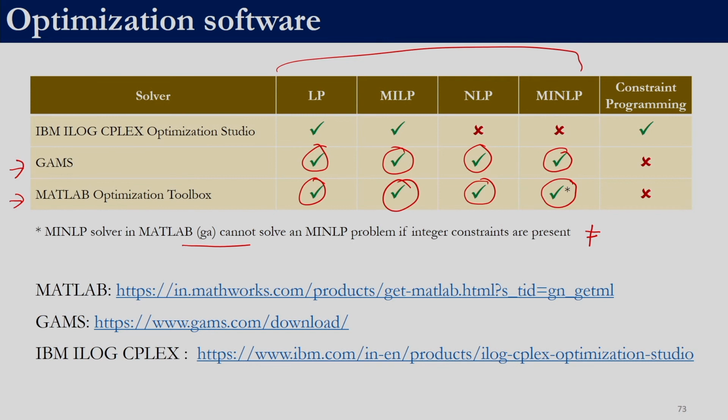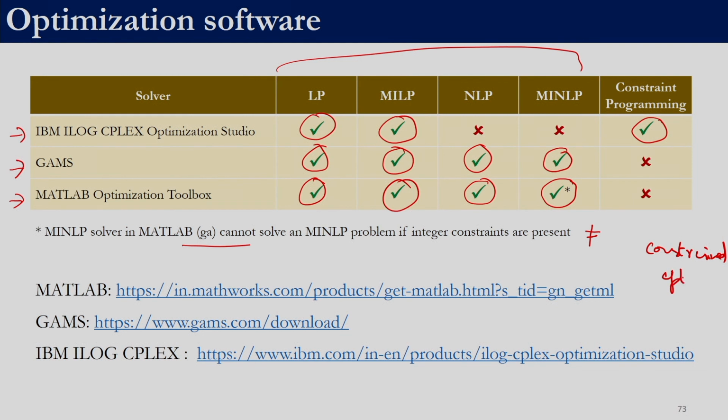IBM iLog Simplex Optimization Studio can be used to solve linear programming as well as mixed integer linear programming problems. It also supports quadratic programming. In addition, it supports what is called constraint programming. This constraint programming is an optimization technique, and it is not to be confused with constraint optimization.